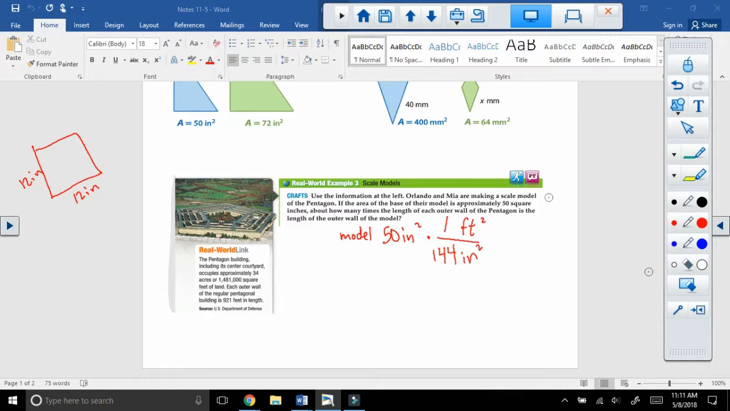So I'm going to take 50 divided by 144, and it'd be very helpful if you had your calculator. So that's .3472 square feet, so not an entire square foot, for the area of this model.